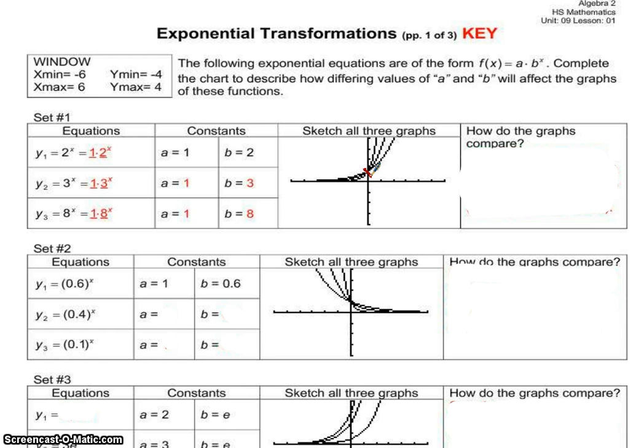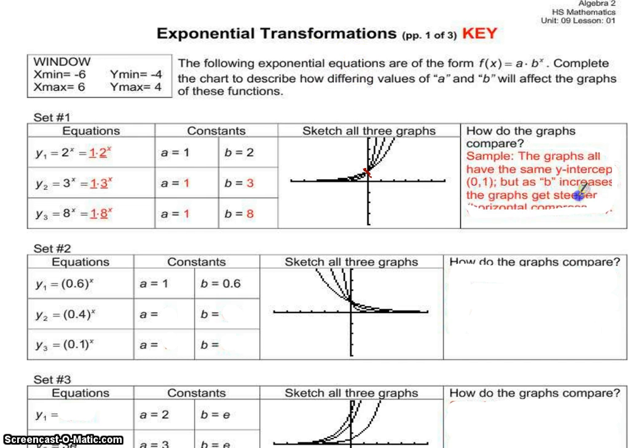But what do you notice? As b gets bigger, the graph gets steeper. And our word for that is what? What do we use for the word steeper? That's correct. Horizontal compression. So this is an example of what you need to write right here. So remember, if you need to pause your video and write that, you can do so now. So now let's look at the next one.